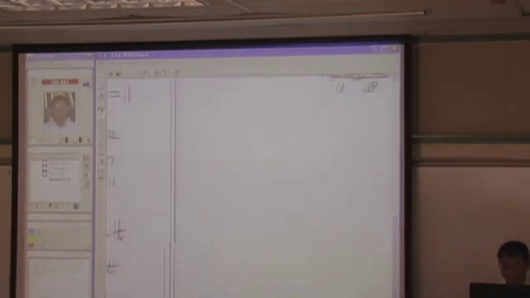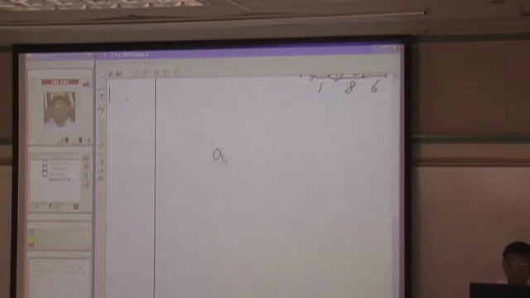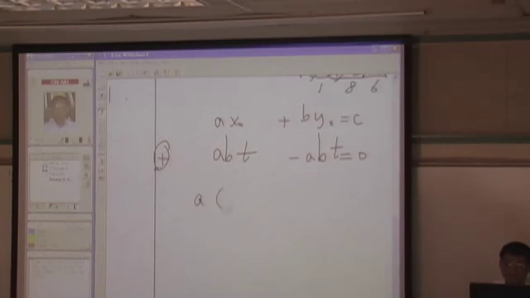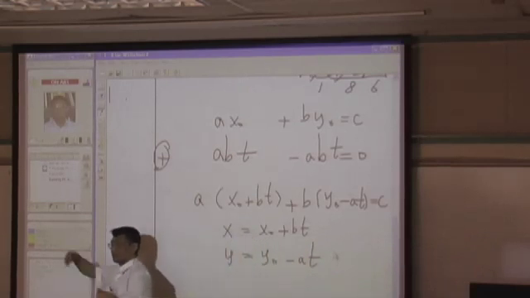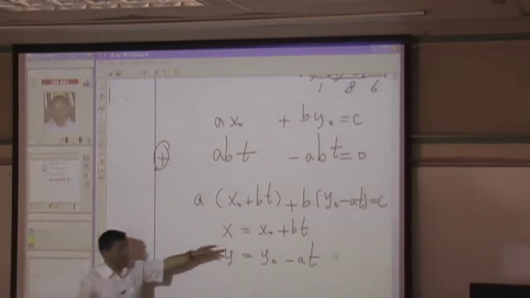So take a look. Assume that we don't divide this by the GCD. Then these are added to this result, right? Then if we add these things, we get a multiplied by x0 plus bt, and then b times y0 minus at equals c. We get this, and then x is this one, and y is this one, and there is no problem. This is a solution. But does this cover all possible solutions? The answer is no. It misses something because we didn't refine it.